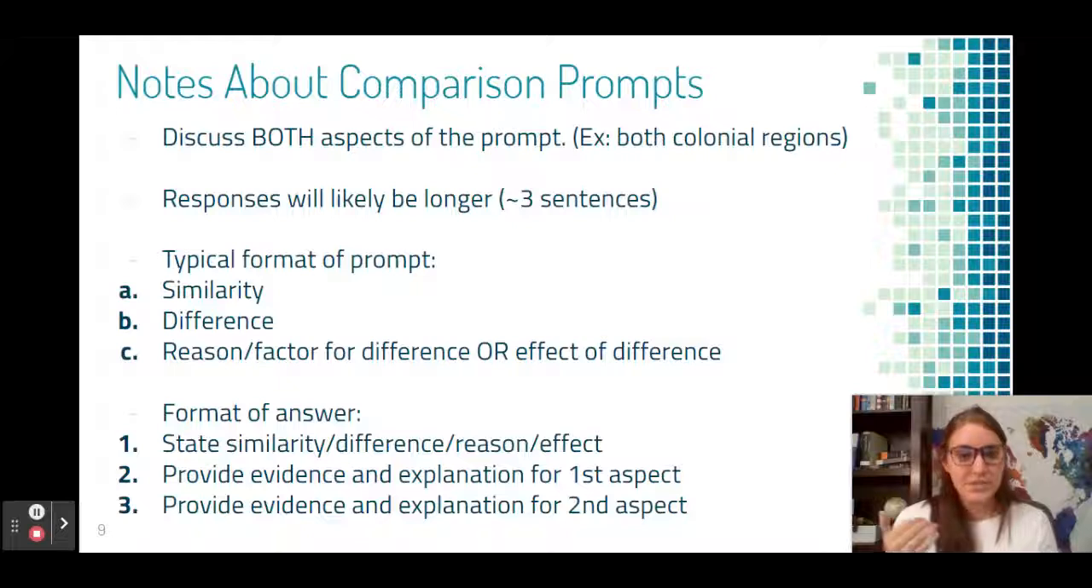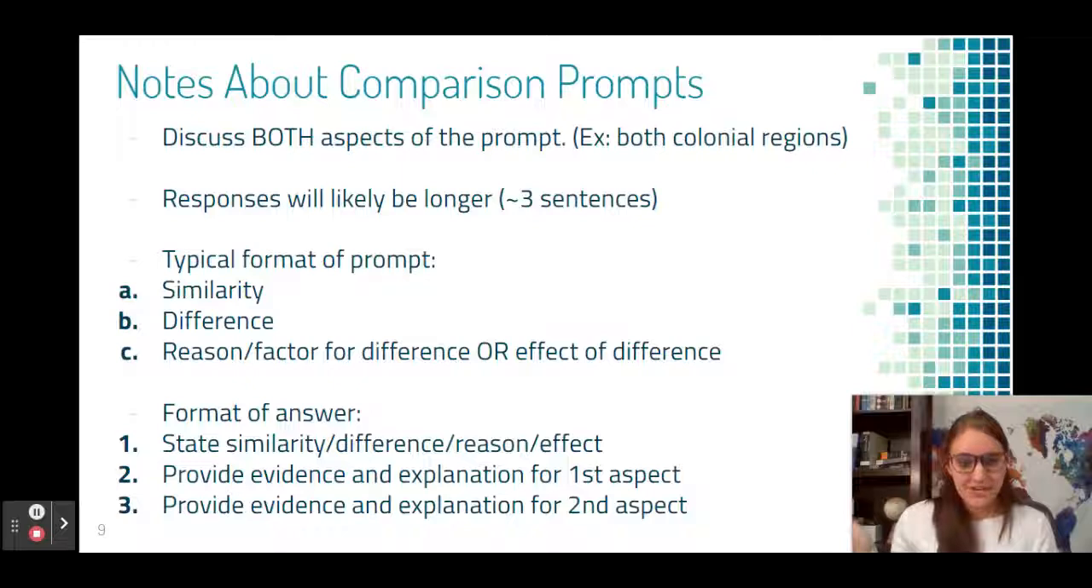Part A will ask you to describe a similarity of the colonial regions. Part B will ask you to describe a difference in the colonial regions. And part C will ask you to describe a reason or factor for that difference or an effect of the difference. And so, how you want to format your answer is to first state the similarity, the difference, the reason, or the effect. So, one sentence. One difference between New England and Chesapeake was their primary method of commerce or economics.